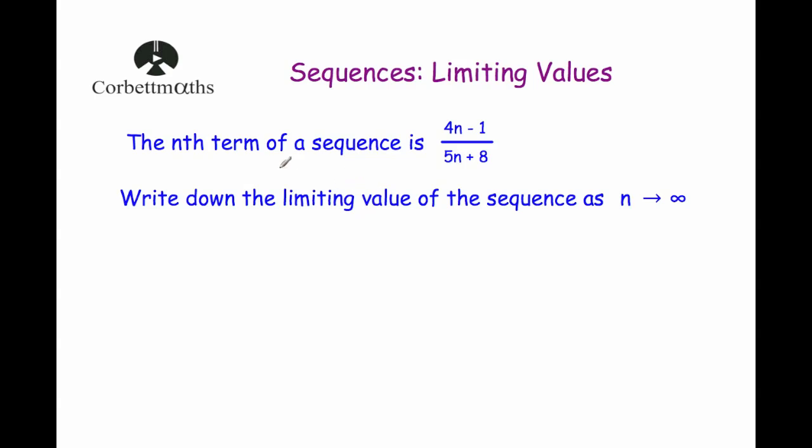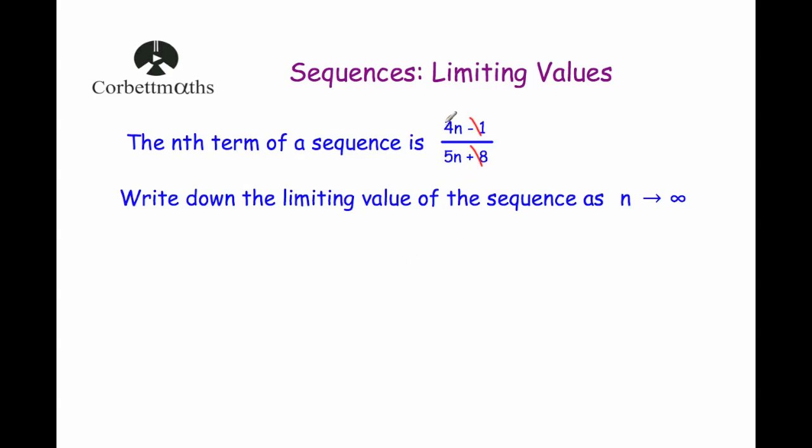So our first question. The nth term of a sequence is 4n minus 1 divided by 5n plus 8. Write down the limiting value of the sequence as n tends to infinity. So as we have very large terms in the sequence, maybe the millionth term or the billionth term, what will they get closer and closer to? Well, the minus 1 and the plus 8 will have a very little effect.